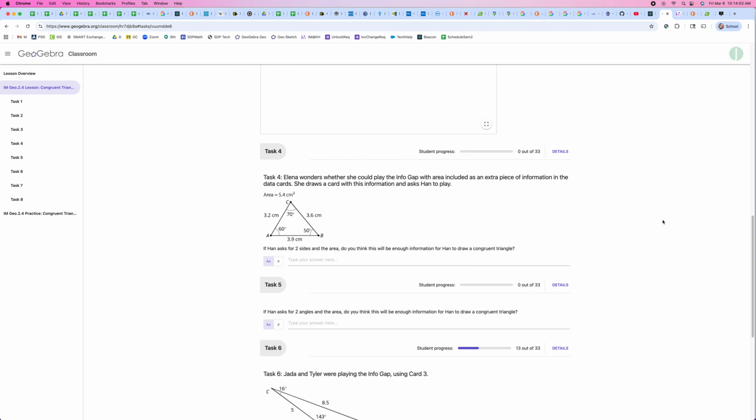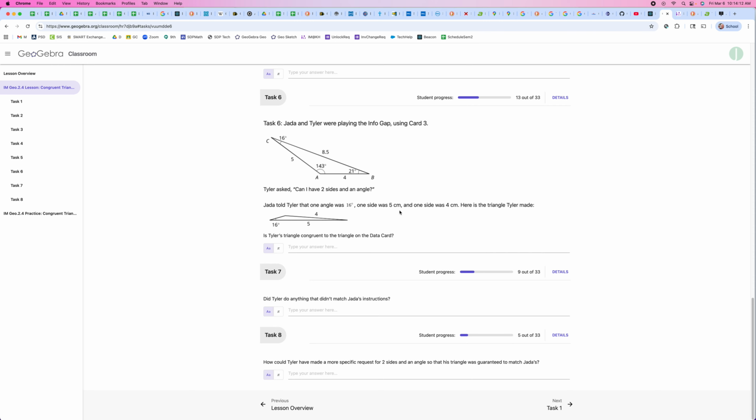Okay, so here we go. Jada and Tyler, they're playing this same game, right? Jada can see this triangle, okay? She can see what's going on with it, and she has all this information. Tyler says, hey, can I have 2 sides and 1 angle? Okay, so Jada says, okay, here, Tyler. One of the angles is 16 degrees. So she's looking at this angle right here. And then she says one side is 5 centimeters, which is this next side right here, right? The angle, and then this side. And then the next side is 4 centimeters, which is this side here. So she tells him this angle, this side, and then this side, okay?